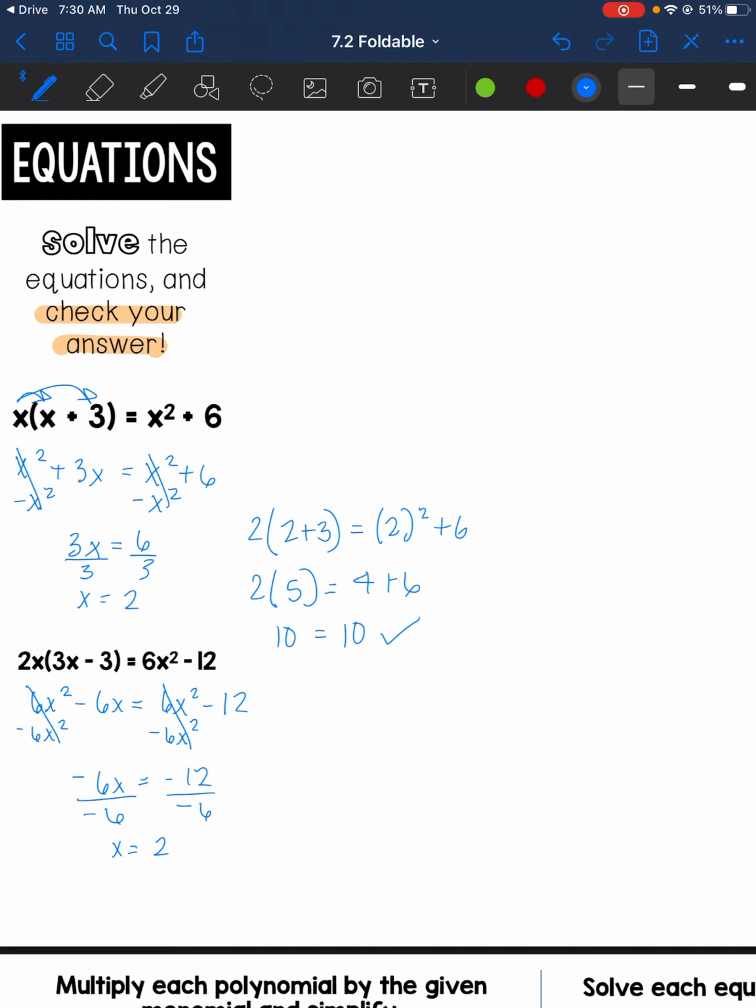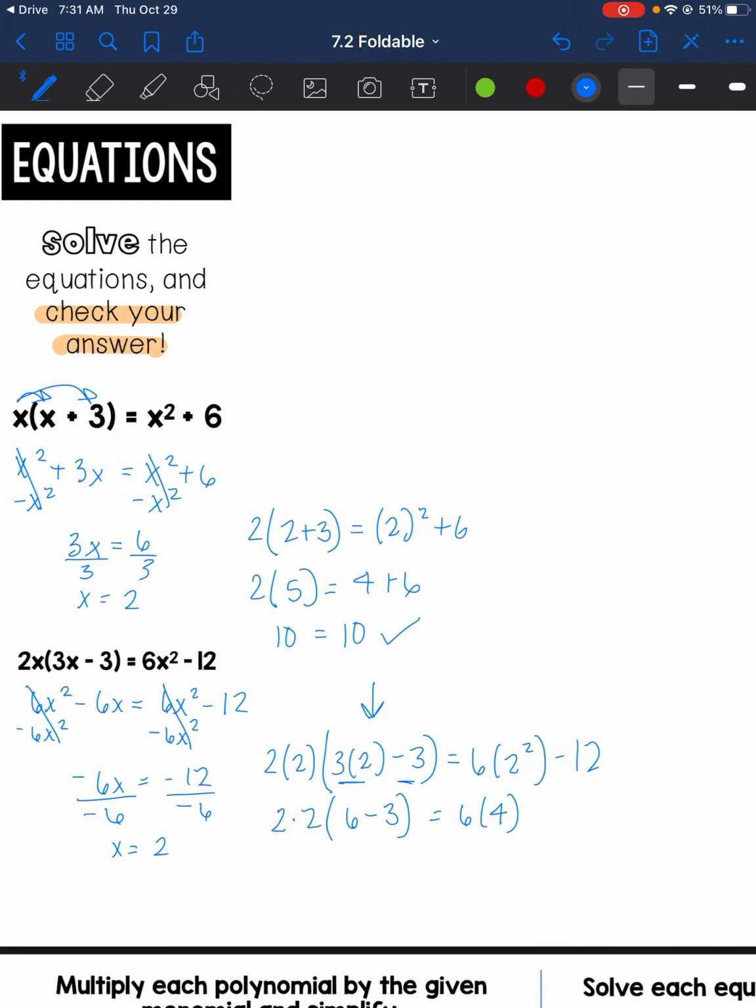Okay, so let's plug 2 back in for x in the original equation. We have 2 times 2, and then 3 times 2 minus 3. That is equal to 6 times 2 squared minus 12. Okay, so let's do what's in the parentheses first. In the parentheses, we have a multiplication and a subtraction, so we always do the multiplication first. So we have 2 times 2, and then 6 minus 3 in here.